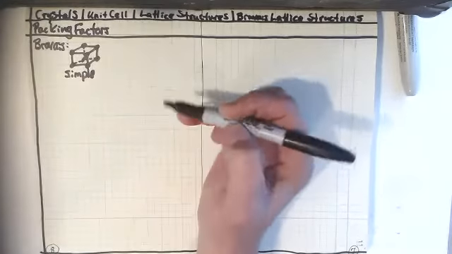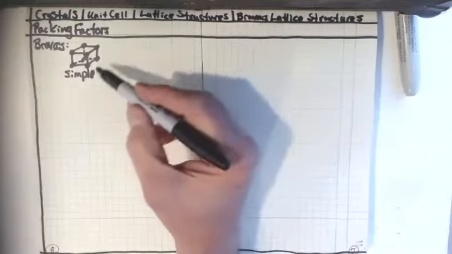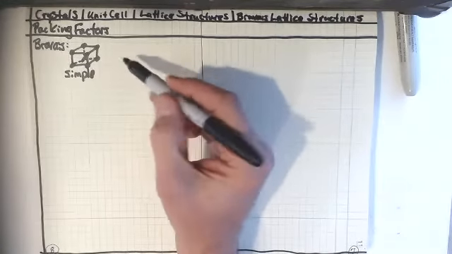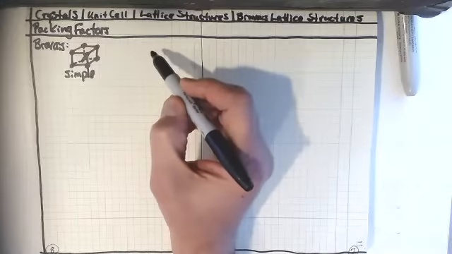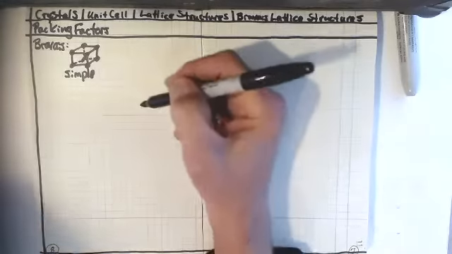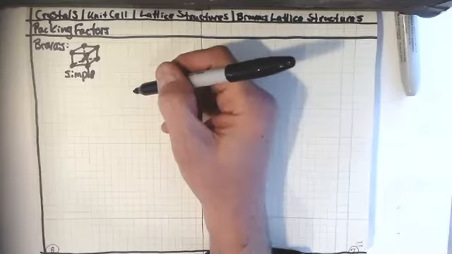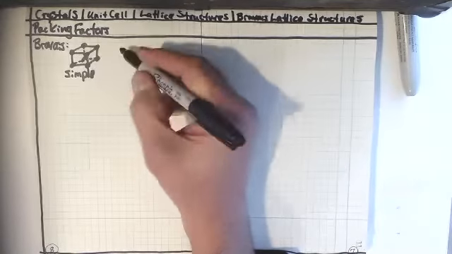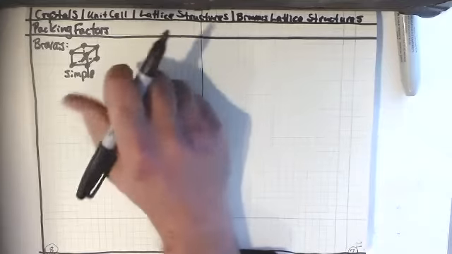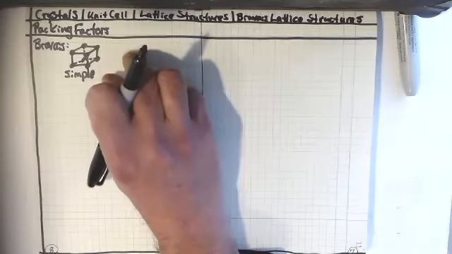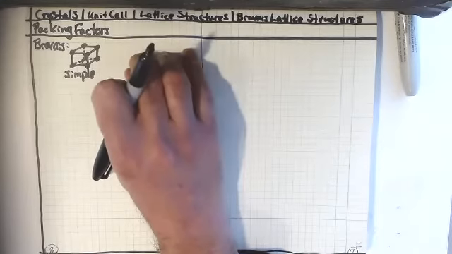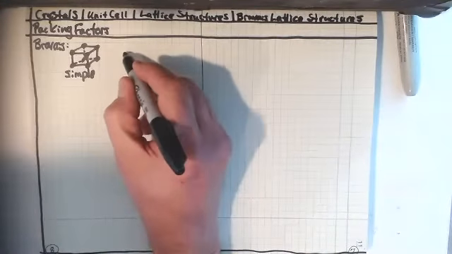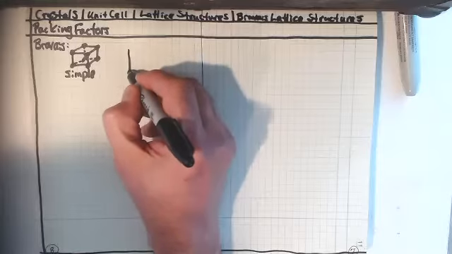Now, let's expand and look at this simple cubic structure and see if we could figure out what its packing factor would be. Now, the packing factor is how much of this is taken up by the atoms, let's say the atoms are individually touching wherever they can touch, and how much of this is taken up by just air, right?